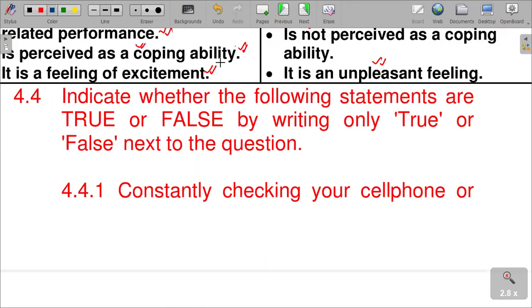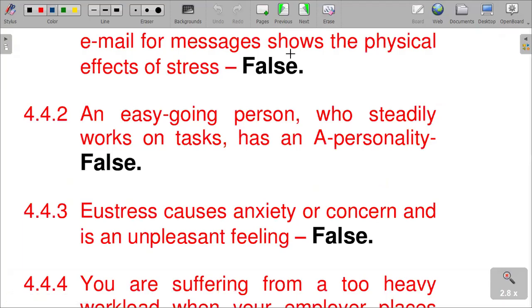You need to indicate whether the following statements are true or false by writing true or false next to the question number. Constantly checking for cell phone or email messages shows the physical effects of stress. That is false. A person who has stress cannot constantly check for emails and messages. We are saying that is false.